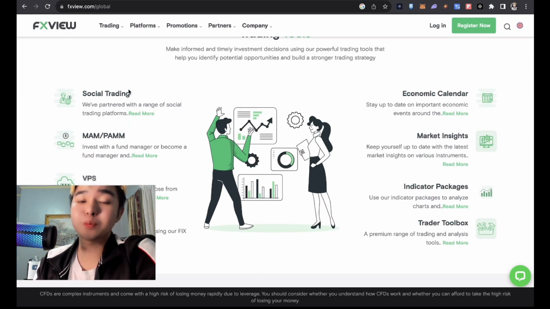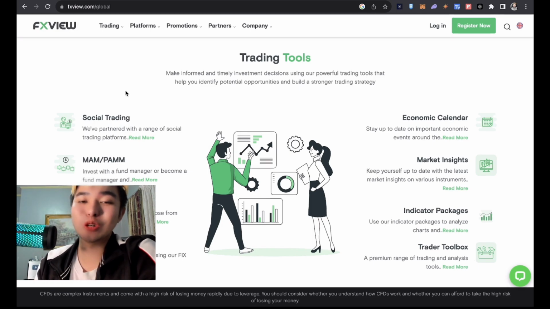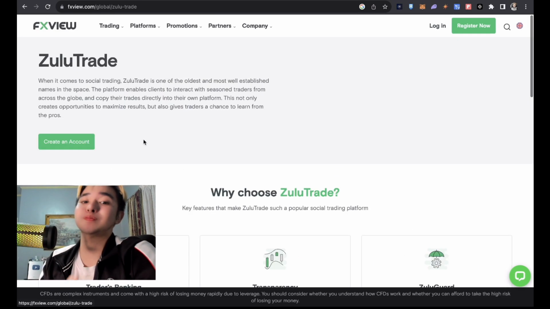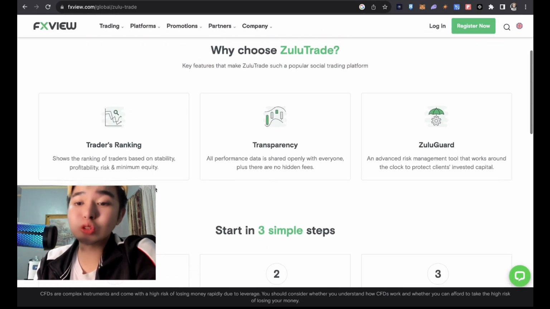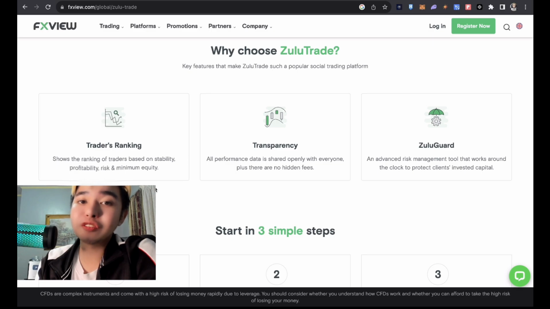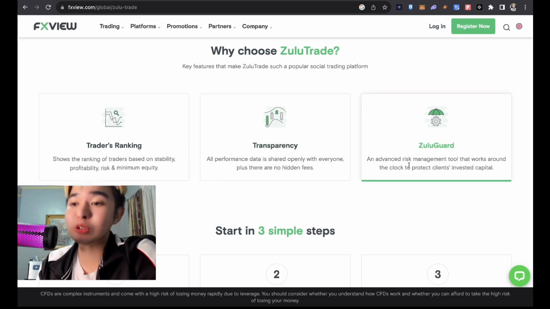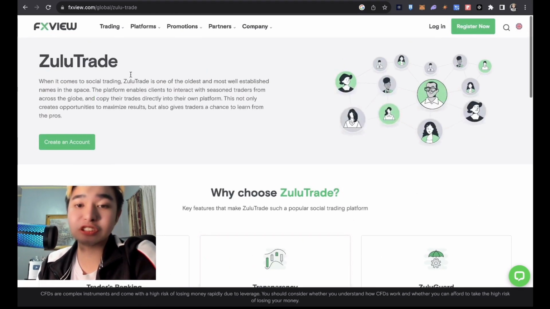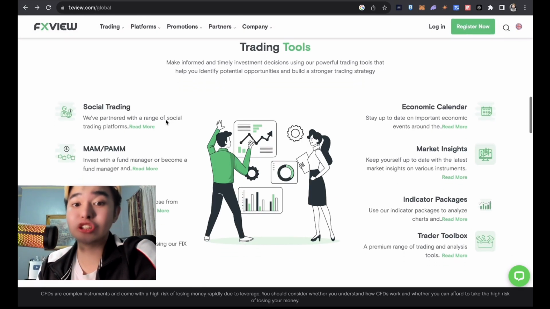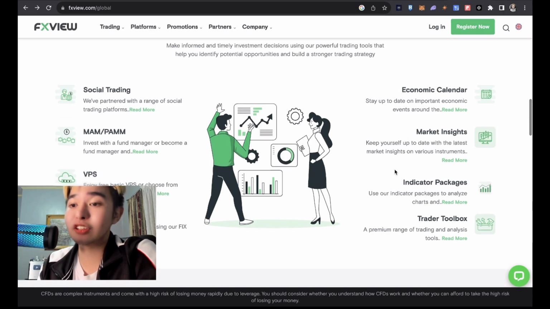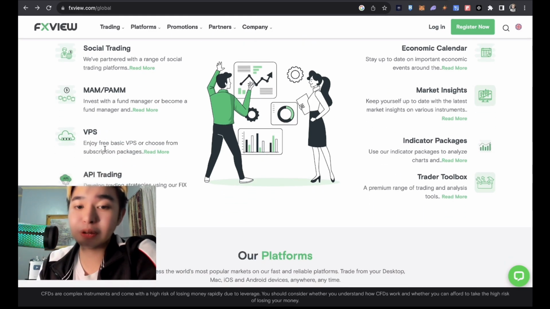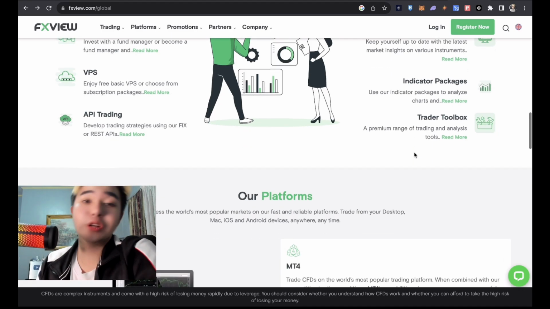One of the best parts of FXView is the social trading. This is my favorite, guys, because you can trade here and use a lot of tools, and you can see the profitability and the risk. And also there's the Zulu Guard, which in turn protects the client's invested capital. So guys, the social trading aspect is the most established of all trading platforms. And of course, guys, there's the economic calendar, market insights, MEM, VPS, API trading, and the trader toolbox.